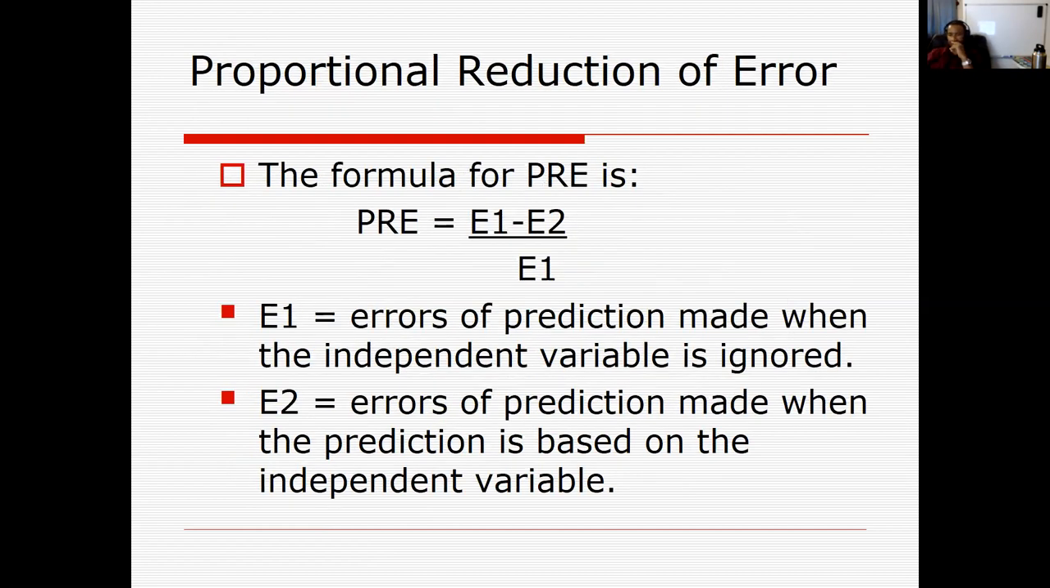Okay, so the formula for calculating the PRE is E1 minus E2 divided by E1. Now, E1 are the errors of prediction made when the independent variable is ignored. And E2 are the errors of prediction made when the prediction is based on the independent variable. Again, it still might not make a lot of sense. So like I said, when we do it together, it'll hopefully make more sense.